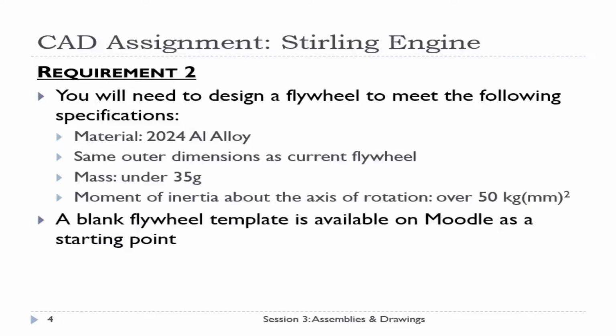Second requirement is to design a flywheel. So your flywheel design must meet the following specifications. So you should assign the material. It is going to be an aluminum alloy. And you have already been provided a design template which would effectively be your design space. So you should maintain the outer diameter, the overall width, and the inner diameter of the template model. So using that template model, you need to systematically remove material to achieve the mass and moment of inertia target.